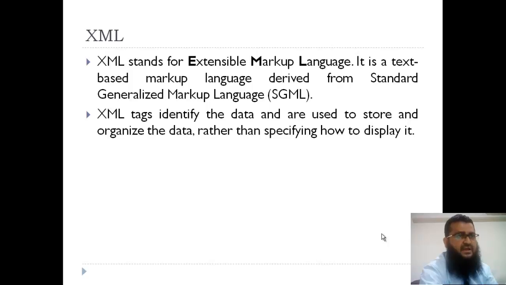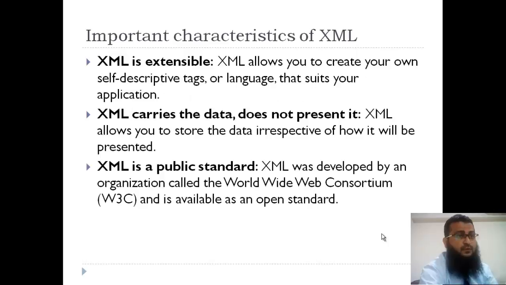What is XML? XML stands for Extensible Markup Language. It's a text-based markup language derived from the Standard Generalized Markup Language. XML tags identify the data and are used to store and organize the data rather than specify how to display it. There are a few important characteristics of XML that we have to know.